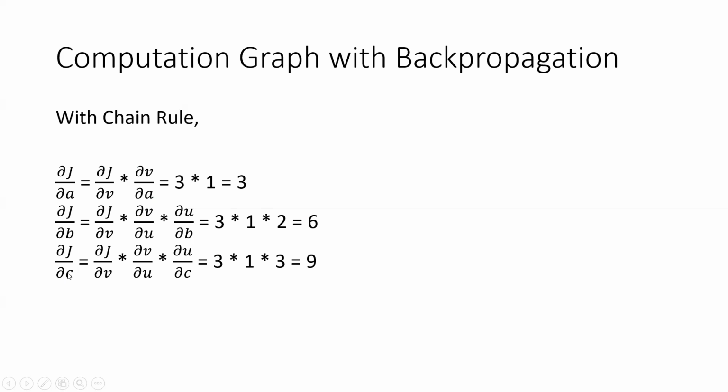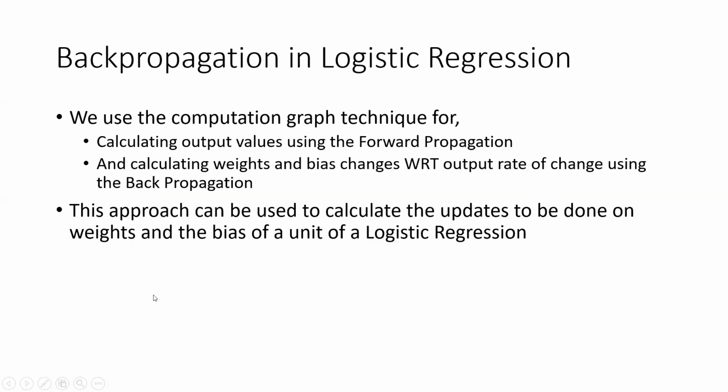That means how each of these values should be updated when the J happens, right? So this is actually about backpropagation in logistic regression. We use this computation graph technique for calculating output values using forward propagation. Like we have the values for a, b, and c, and we calculate in the green arrow direction, and we calculate the values. So that is when you are making predictions, right?